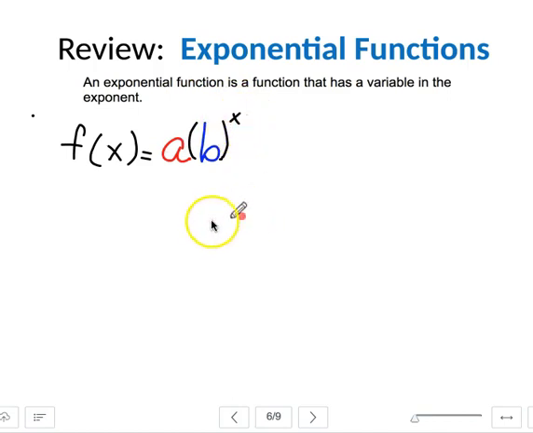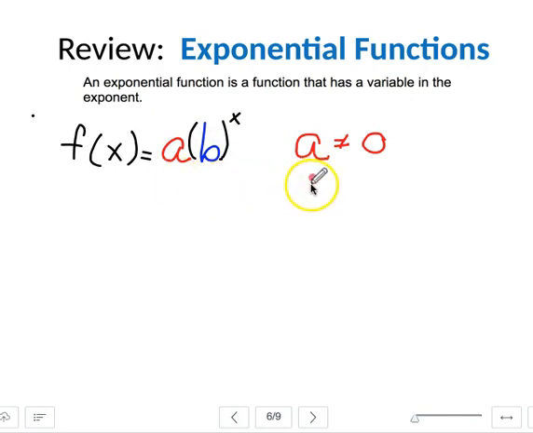So some things to take note about exponential functions. The number represented by a is going to be a number, and a cannot be equal to 0. The reason why is because if we multiply a number times 0, it's 0. So if a was equal to 0, then we would just cancel the whole thing out. So a cannot be equal to 0.